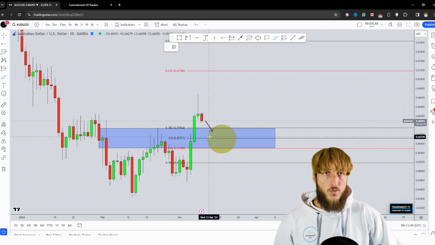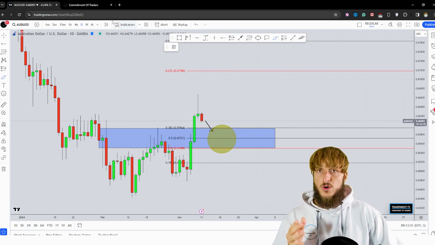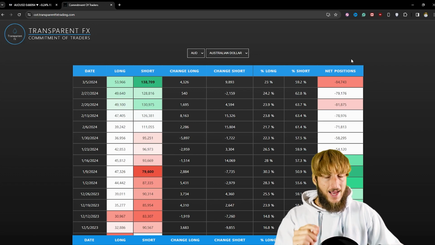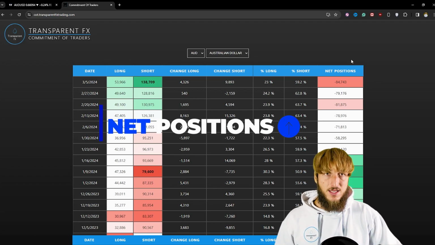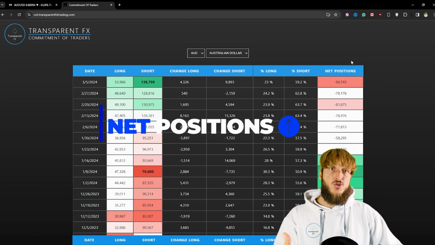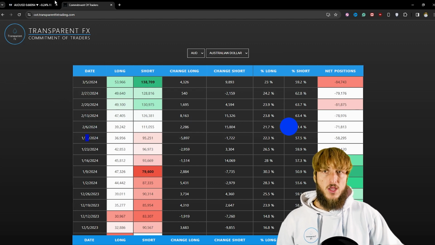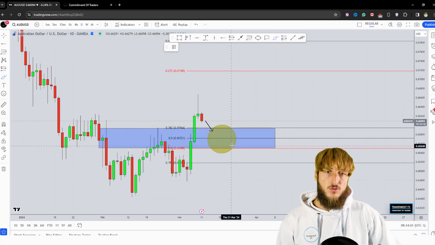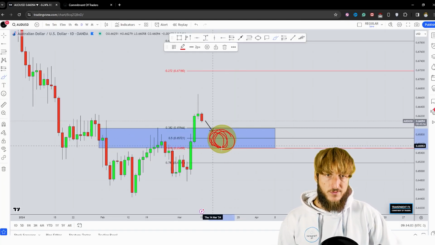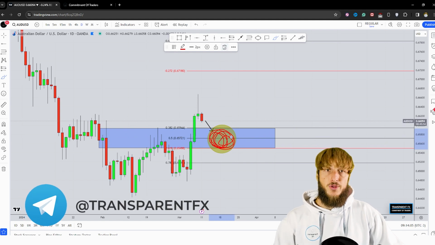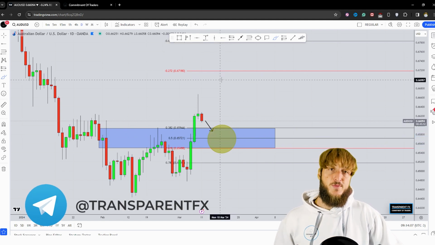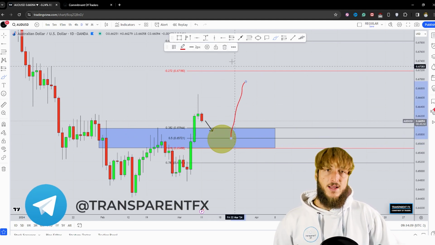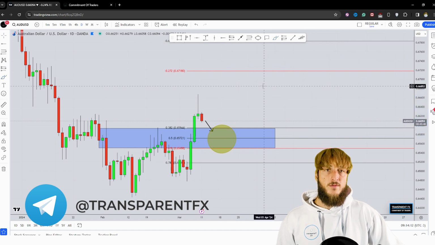So if this pair corrects to this confluence of support and with the new report, I start to see net positions getting increased, therefore institutions moving again to the bullish side for AUDUSD, so longing AUDUSD inside of this confluence of support area. Only at that point I would consider that on this pair there are good probabilities of getting a potential push higher away from this zone.